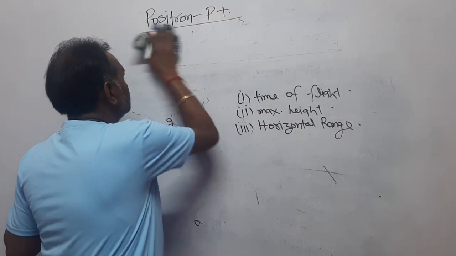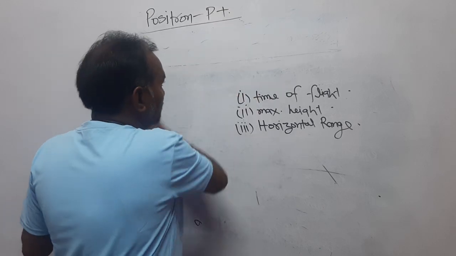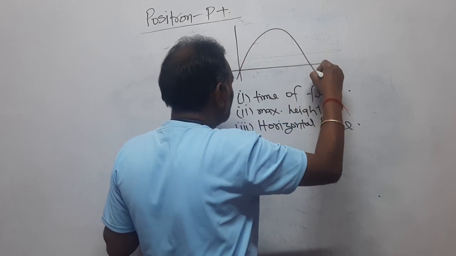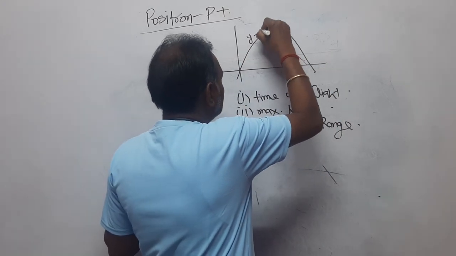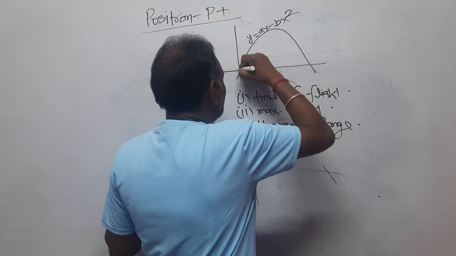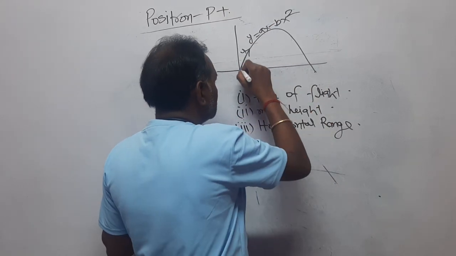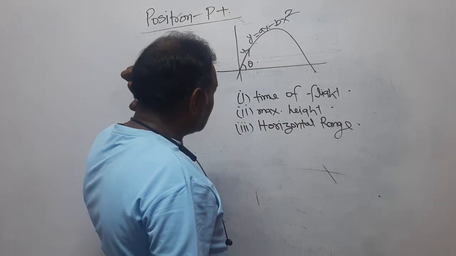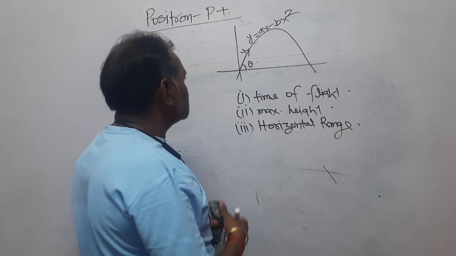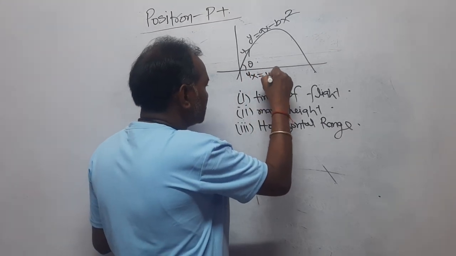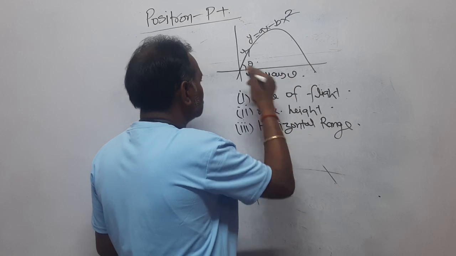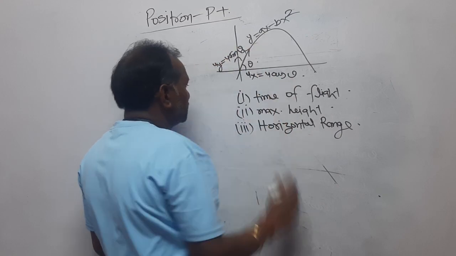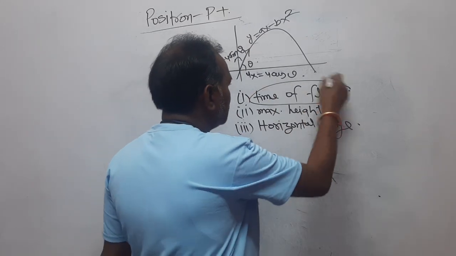Dear students, again, I'm just plotting the graph for your simplicity. This is the equation y is equal to ax minus bx square. The body has been projected with velocity u making an angle theta from the x-axis. The ux, the initial horizontal velocity, is u cos theta, and the initial vertical velocity uy is equal to u sin theta. Dear students, the first thing that we have to discuss is time of flight.